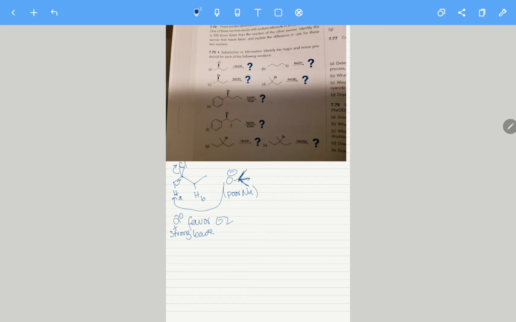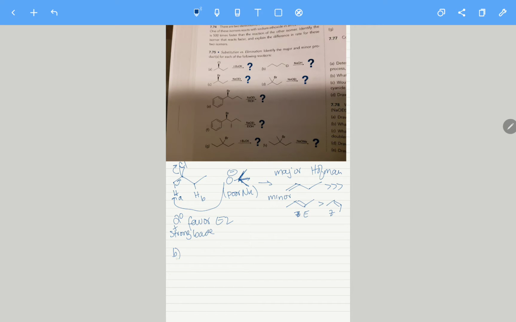Now, my major product is going to be the Hofmann product, which is going to look like this. My minor product is a Zaitsev just because the base is large. Okay, so that's going to be our minor product. We can either have the Z, or the E, which is the next most minor, which is still going to be a little bit more than the Z product. The Z is going to be even less. Okay, so those are all my possible products.